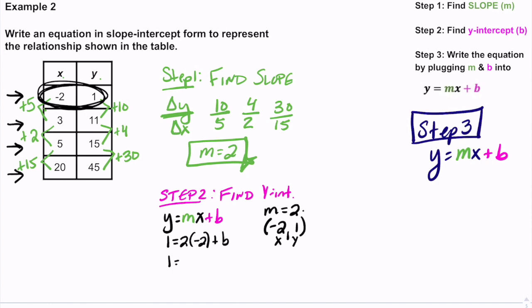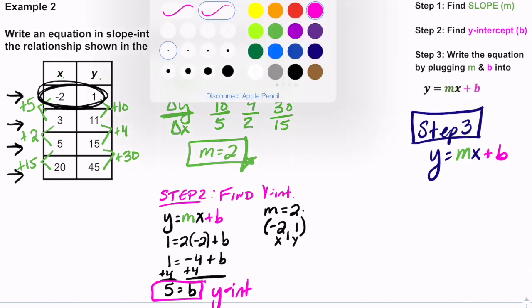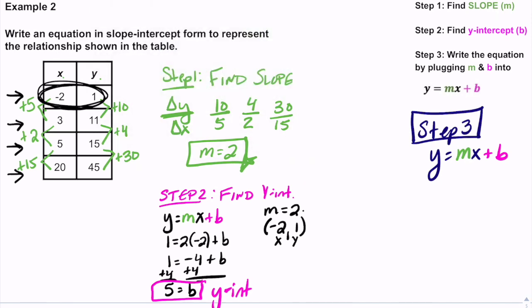And so we get 1 equals -4 plus b. And if we're solving for b, we need to add 4 to both sides. And we get 5 equals b. So that is our y-intercept. Okay? And so the only thing left to do is to write the equation of a line, write our final answer. So y equals, we're going to plug in m, which was 2. So y equals 2x. And then for b, it was a positive 5, so we're going to write plus 5. And that's our final answer.